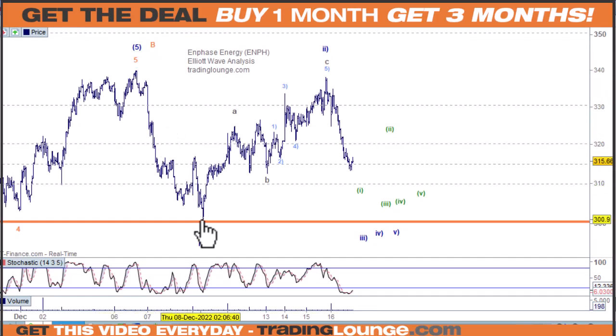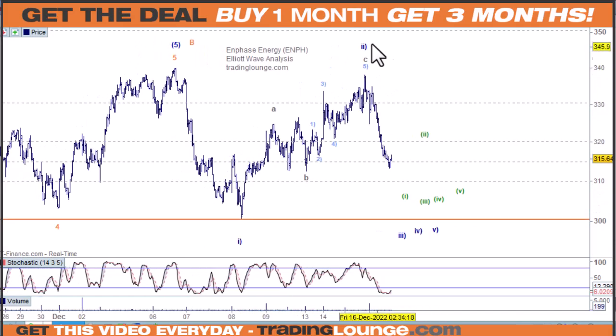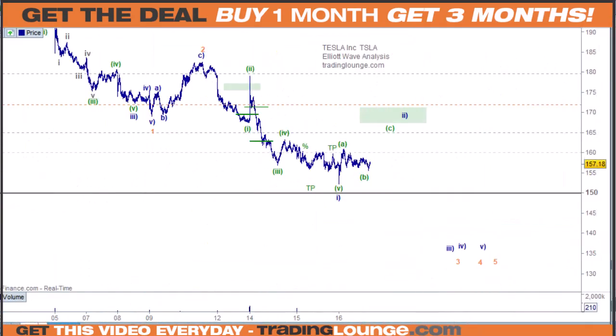Because we've got 5 waves here, we could look at it as an A wave, a B wave, and a C wave down here. But, you know, it's just buying hope, really. So I don't think that's the case. Well, anyway, we'll keep working on it.